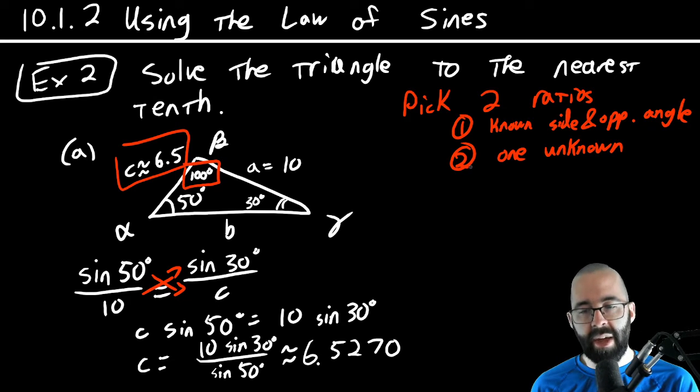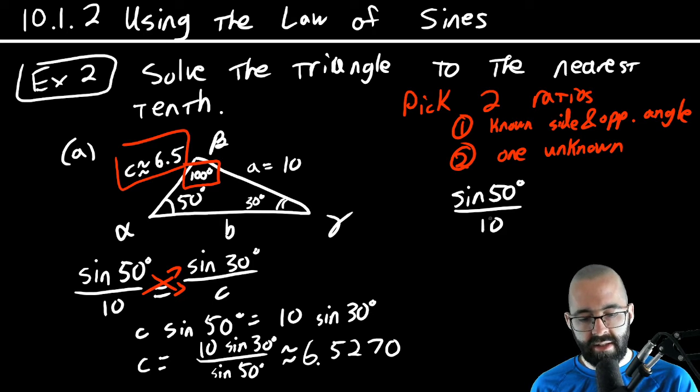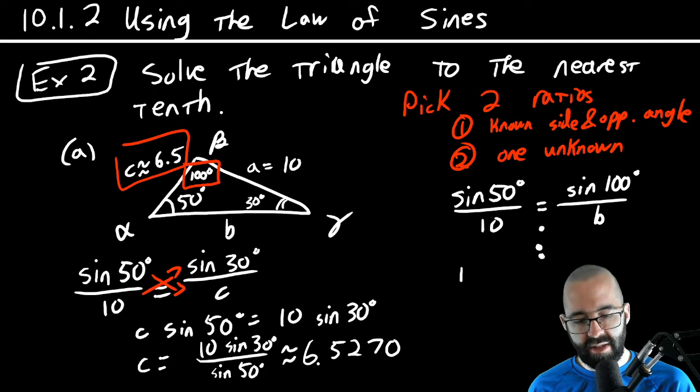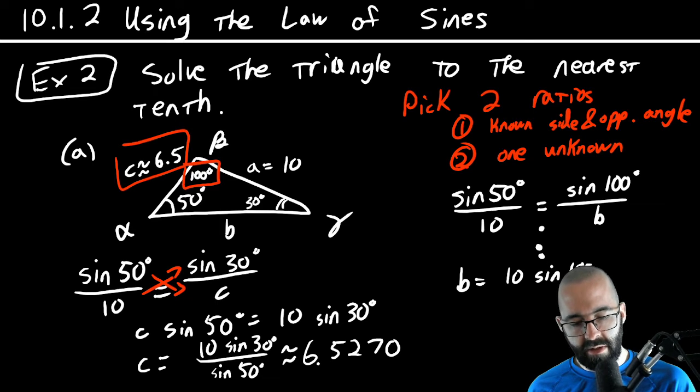Now we can use the law of sines again. You could choose gamma and C, but it's usually a good idea to use the same pair that we used at the start, because these are going to be exact answers. And now sine of beta over b. Follow the exact same steps. And you're going to get that b is 10 times the sine of 100 degrees divided by the sine of 50 degrees, just like before.